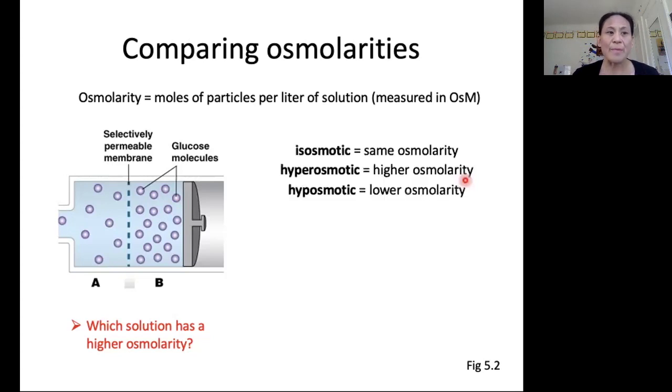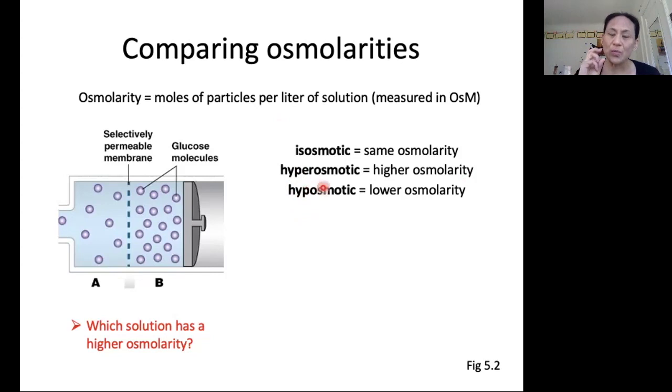Another thing that I'd like to talk about is that we have terms that we use to compare the osmolarities of certain solutions to each other, okay? We have this term here, isosmotic, which means same osmolarity. We have this term, hyperosmotic, which means higher osmolarity, right? Hyper means more or higher. Iso means same. And then we have this term, hyposmotic, which means lower osmolarity. Hypo means below, under, less than, okay?